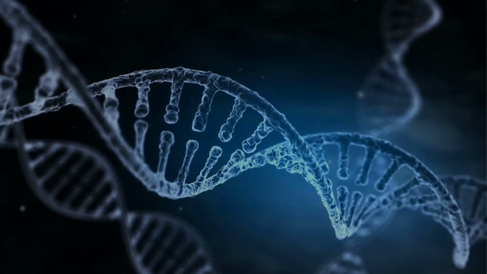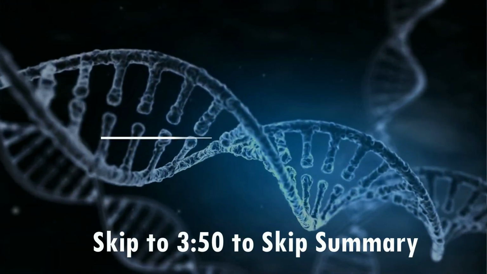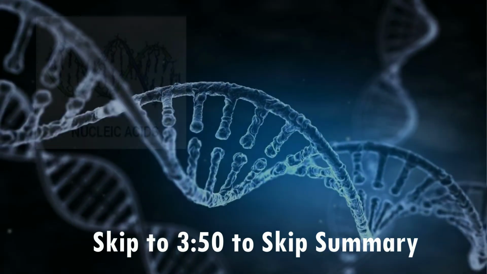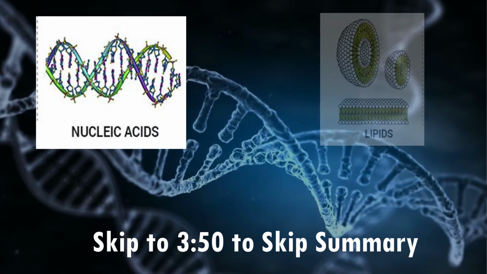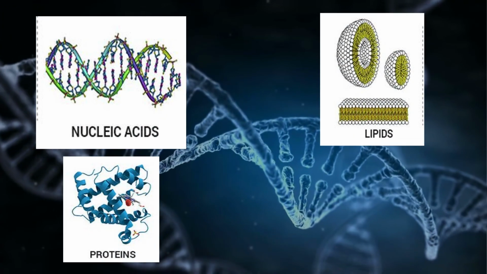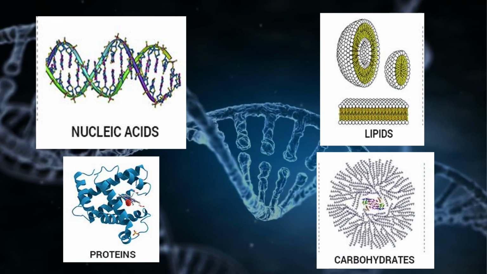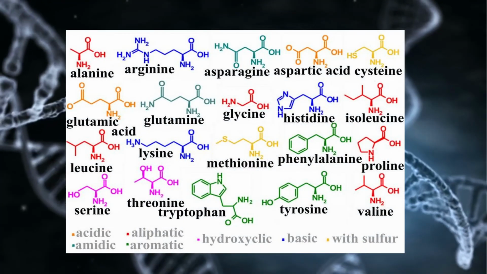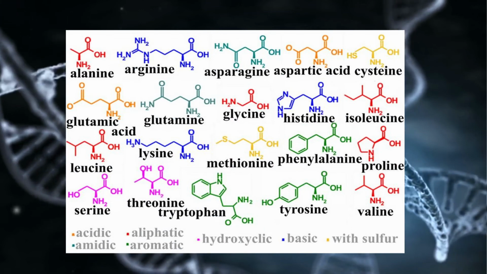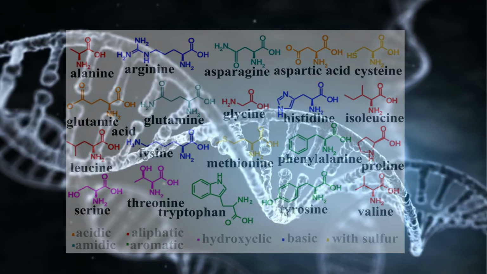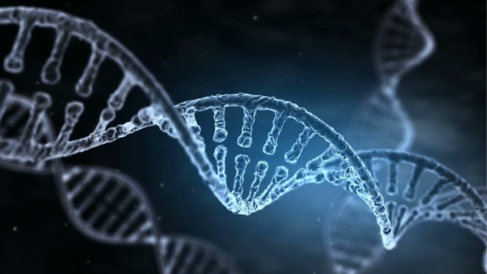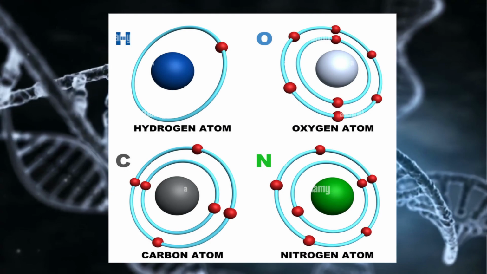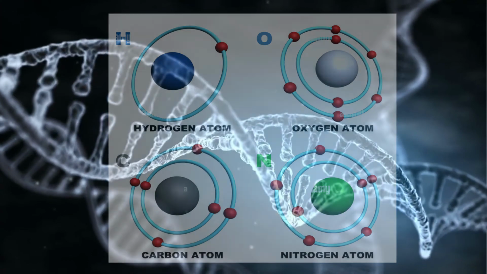Before we discuss eDNA, the main topic of this video, I'm going to give a brief summary on what DNA is. Nucleic acids, lipids, proteins, and carbohydrates are the four major macromolecules essential for life. Amino acids are the basic building blocks of proteins. Similar to other organic compounds, they are made up of four key elements: carbon, oxygen, hydrogen, and nitrogen.